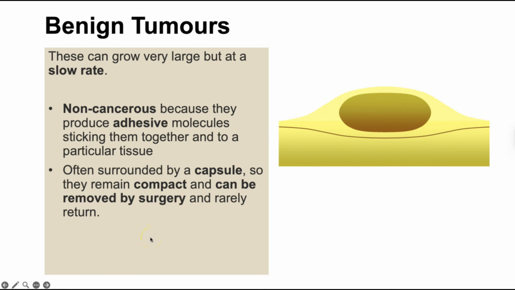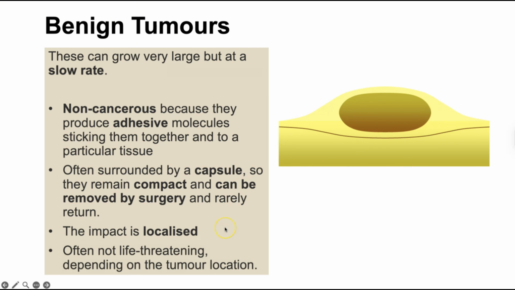So that means that they're much easier to remove by surgery because you can remove the entire tumour, all the cells, because they're encapsulated. And also because it's in that capsule, it's localised, it's not going to break off and spread to other tissues. So it's often not life-threatening. However, that does depend on the location of the tumour because it will continue to grow and the treatment is surgery to remove it. So if it's in a location of the body where surgery would be difficult, such as in the brain, it could still be life-threatening.